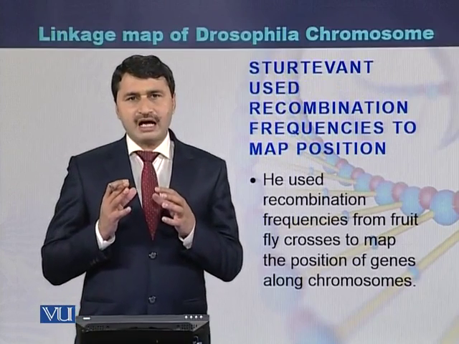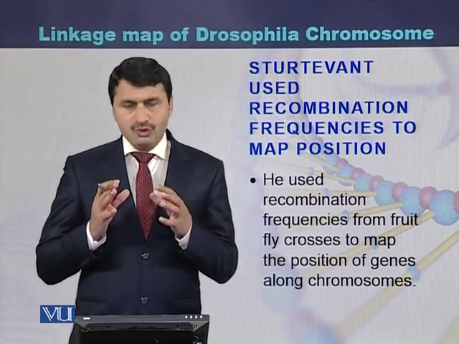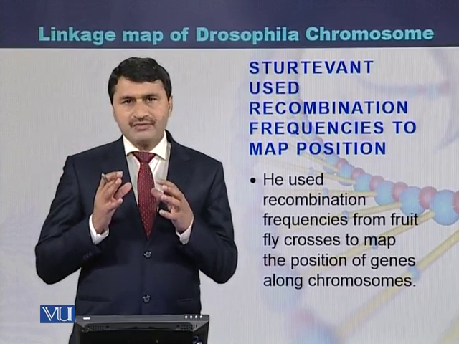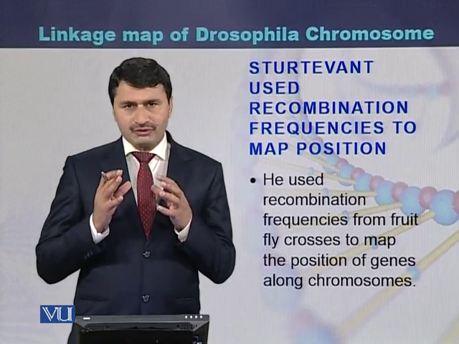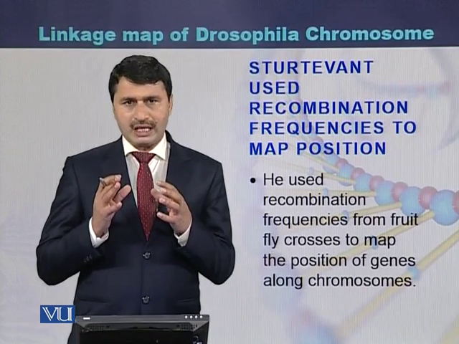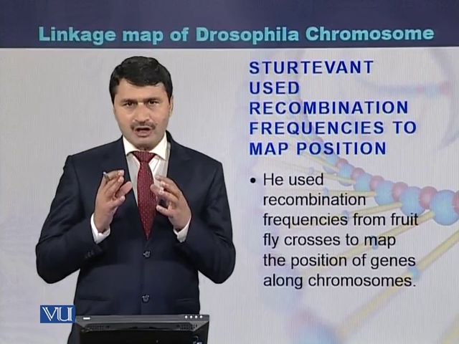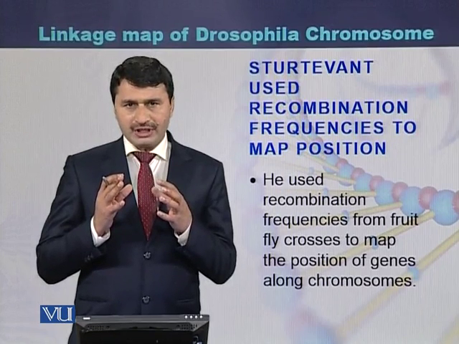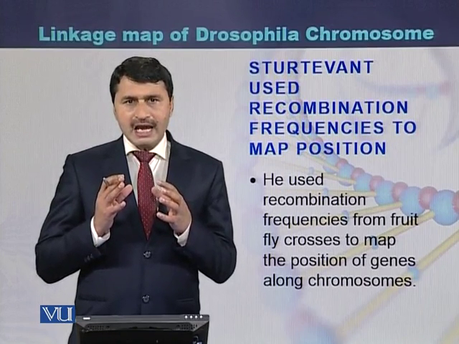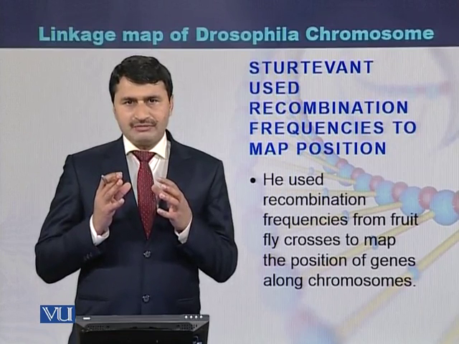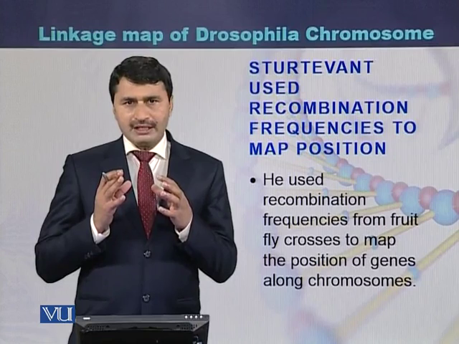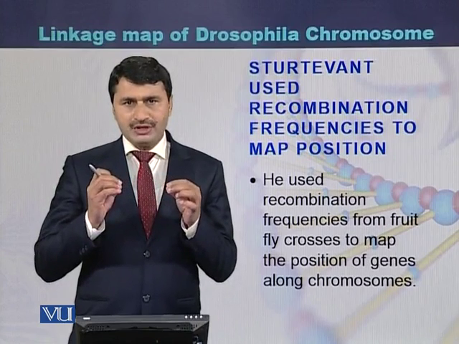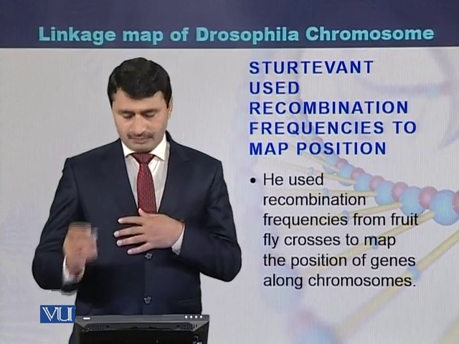Sturtevant was a scientist who used recombinant frequencies to map the position of three genes of Drosophila. He used the genetic markers for body color, eye color, and wing genes. With the help of these three genes, he mapped their positions on the chromosome.